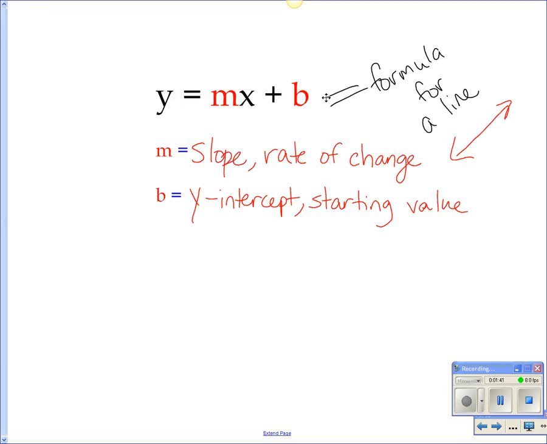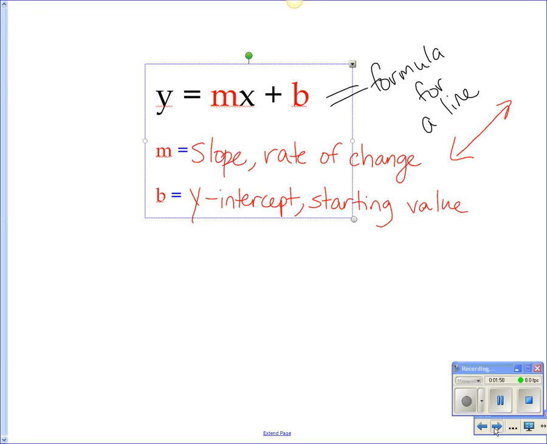All right, one more thing I want to point out. They might switch the order on you, but if it's beside the x, that's the slope. If it doesn't have an x, it's the y-intercept. Okay? So that's the difference in those two.